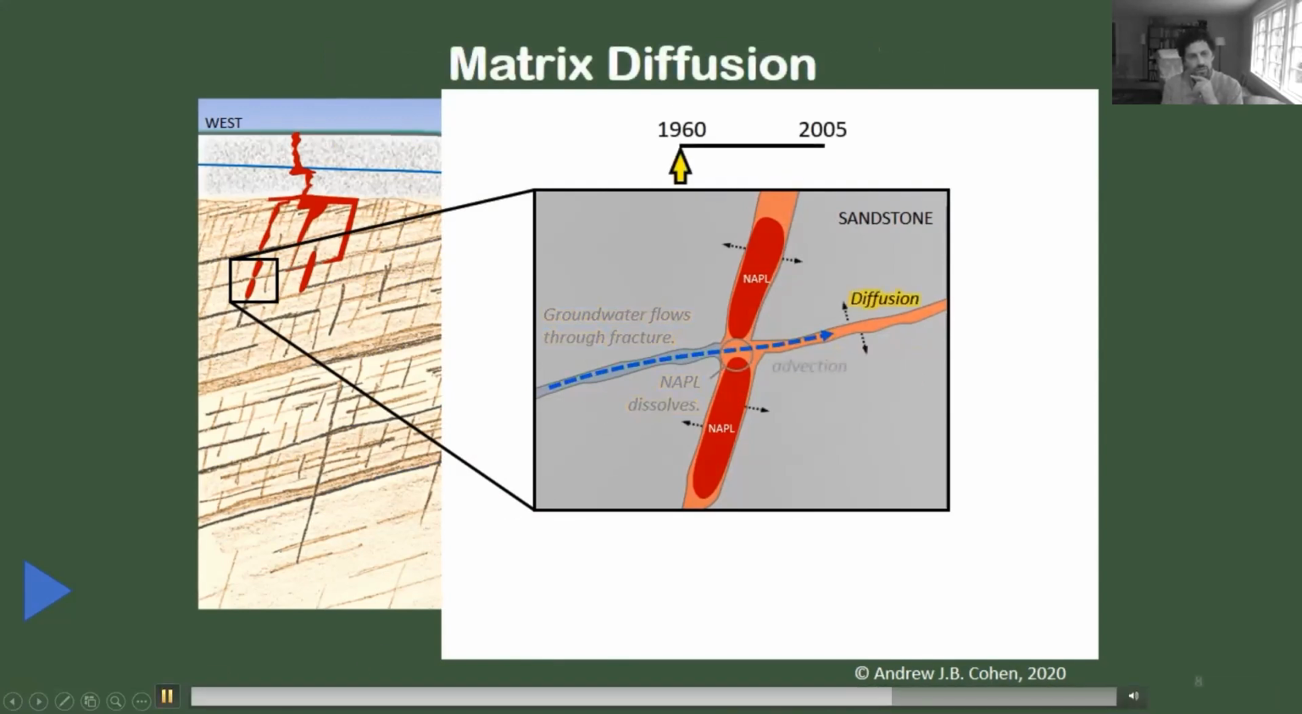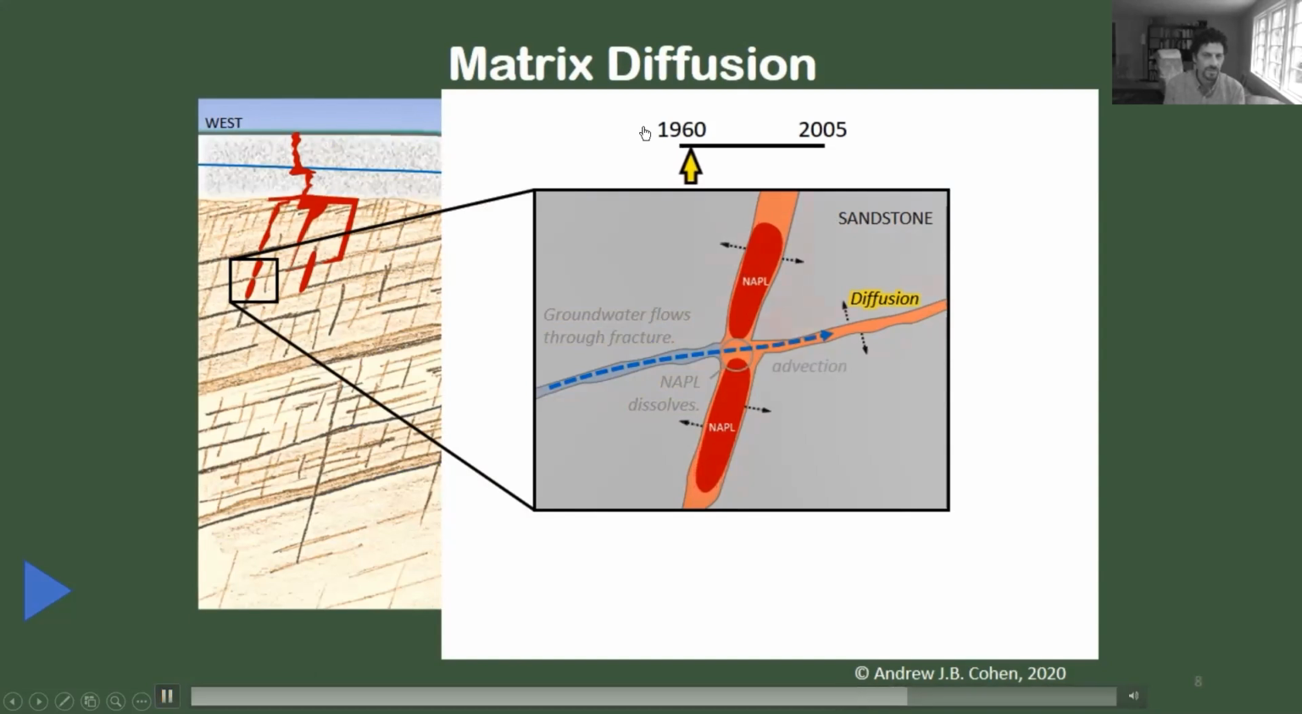And now we have a case where essentially you have these globules of liquid waste. Let me call it trichloroethylene, TCE. That's dissolving into the water immediately around it and in these fractures. As a result, the sandstone is porous, so it's filled with water. Now we have dissolved constituents here, and it's then going to diffuse into this rock matrix.